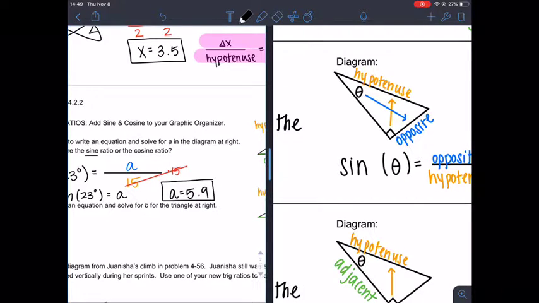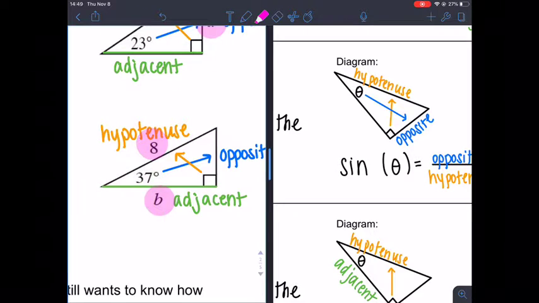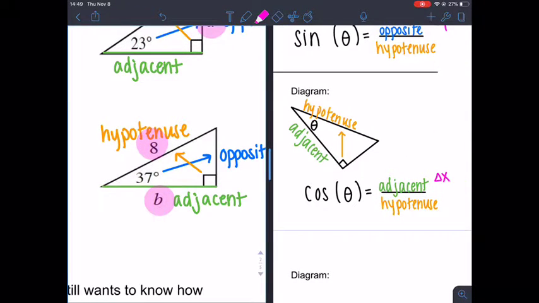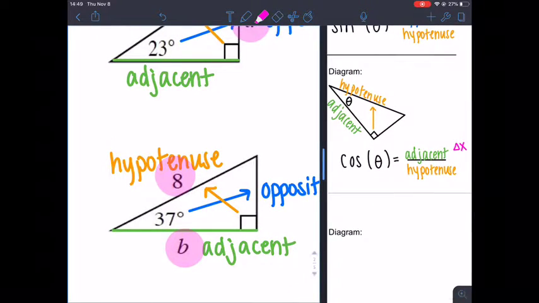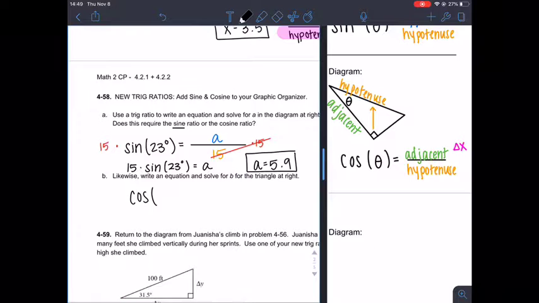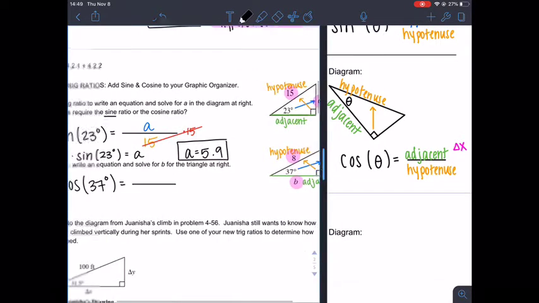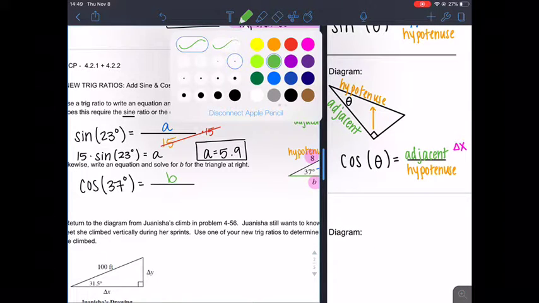Okay. Now for our second one, I am given B, which is the adjacent side, and 8, which is our hypotenuse. So I can see from here, my graphic organizer, cosine is the adjacent and the hypotenuse. So I'm going to write an equation using the cosine now. So cosine of our angle, 37 degrees, equals our adjacent side, which is B, over our hypotenuse, which is 8.